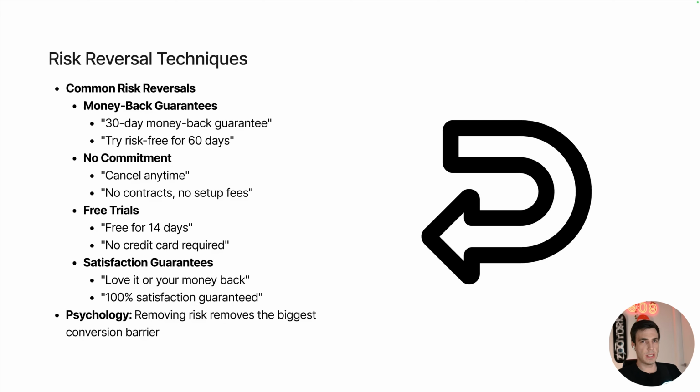So moving on to risk reversal techniques. Some commonly used risk reversals are money back guarantees, no commitment, free trials, and satisfaction guarantees. The psychology behind this is removing risk removes their biggest conversion barrier. So the biggest reason why they're feeling hesitant to go through with your offer, you're laying it out for them right when they're at the point of decision making.